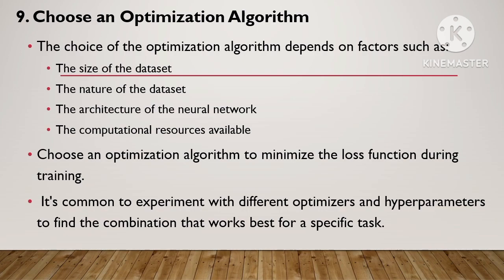So that is about choosing an optimization algorithm. The guiding factors should be the size of the data set, the nature of the data set, the architecture of the neural network, and the computational resources available. These will guide you on which optimization algorithm you settle on.